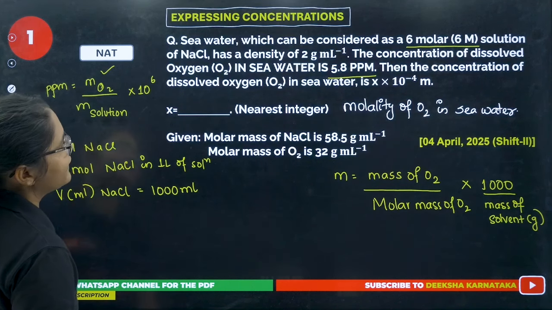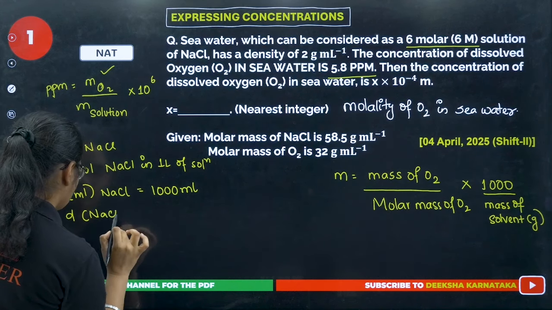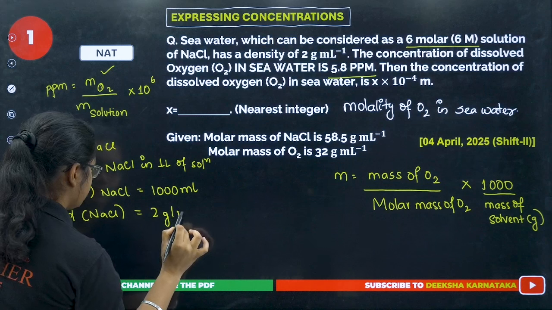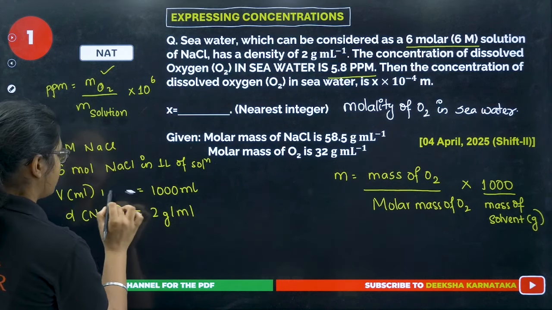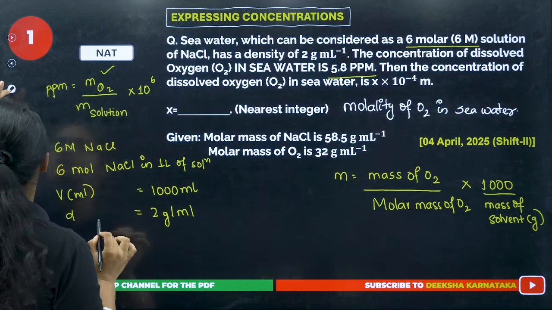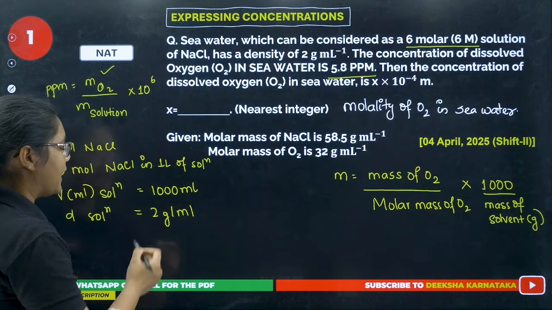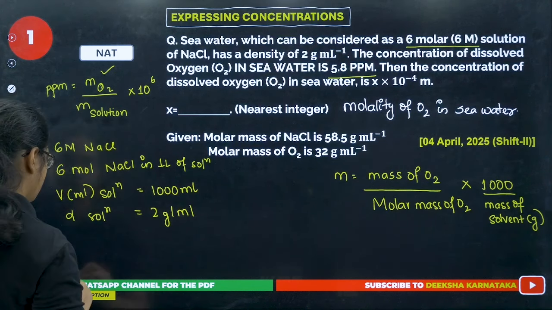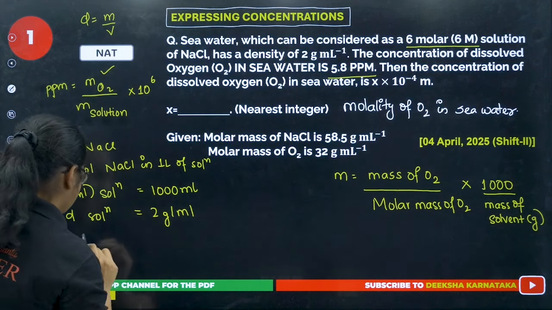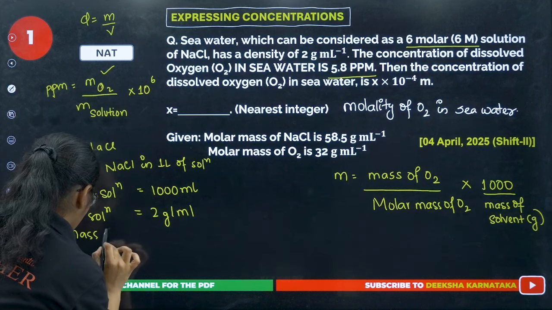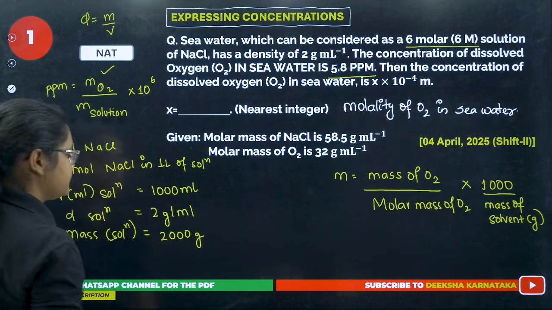Okay, and what is the density here? Density of the solution is 2 gram per ml, right? So this is not the volume of NaCl, it is the volume of the solution. Volume of solution, density of solution. So can I calculate from here mass of the solution? We know the relation, density is equal to mass by volume. So mass will be volume into density. So I can write mass of the solution equal to 2000 grams, right?